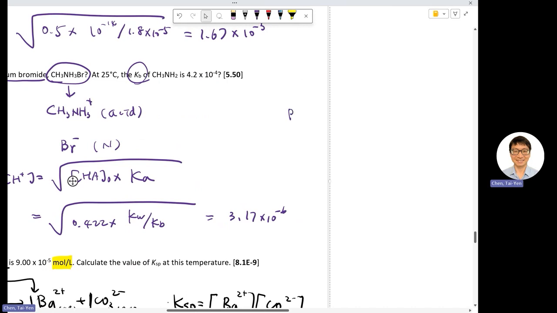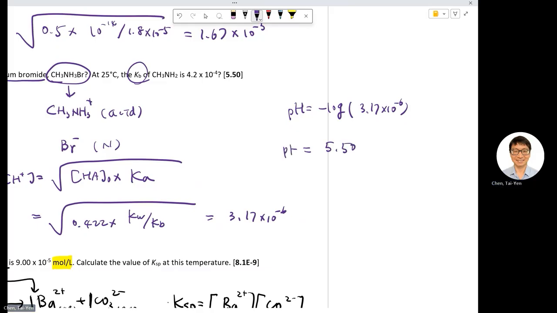Okay, therefore your pH equals negative log of 3.17 times 10 to the negative 6. Therefore, you get a value of 5.50. Okay, so it's basically the same as the question in the previous one, right? But in the previous one, you have a basic weak-base solution, but this one is a weak acid solution. Okay.